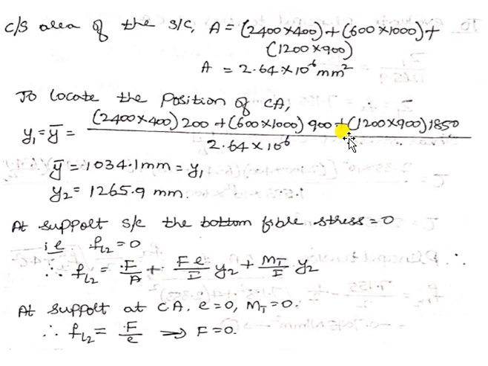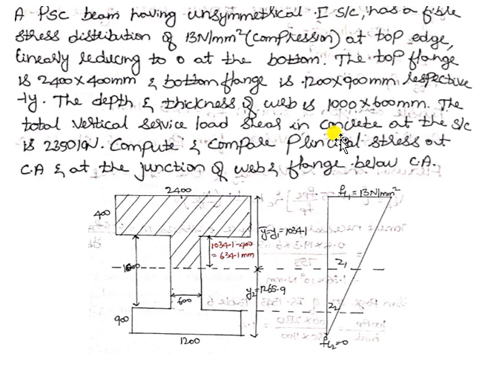So it is 900 plus area of the bottom flange 900 into 1200, and centroidal distance of the flange from the top fiber, that is 400 plus 1000 plus 450.